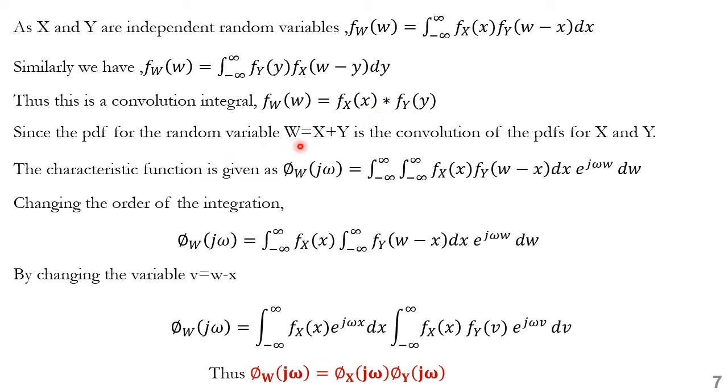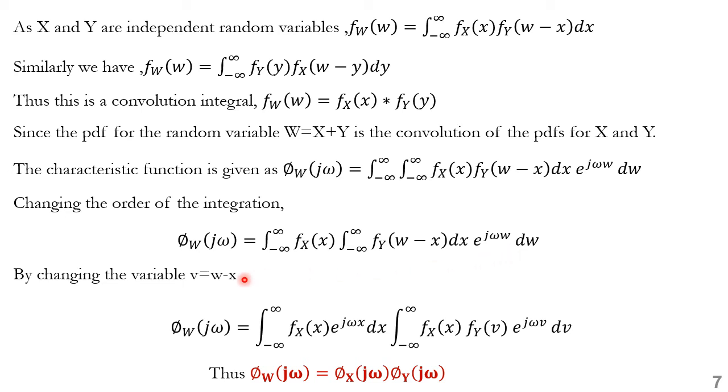Since the PDF for the random variable W equal to X plus Y is the convolution of the PDFs for X and Y, we can write the characteristic function phi_W(j omega) as the double integral of f_X(x) f_Y(w minus x) dx e to the power j omega w dw. We interchange the order of integration, so we get the integral from minus infinity to infinity, this f_X(x) is brought here, and so the integral of f_Y(w minus x) e to the power j omega w dw.